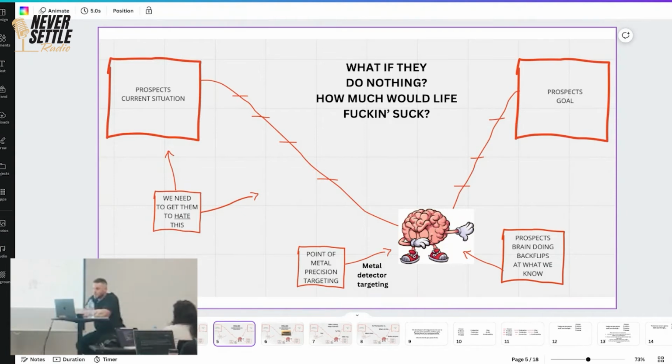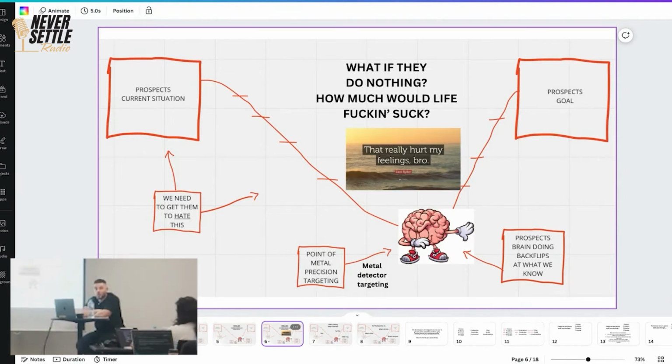It's like, what if they do nothing? How much would life suck? What would they do? What if they do nothing? You can sit there with all that shitty life experience you have right now. You can watch the other agents crush it. That creates urgency in some way, shape, and form, because we want to hurt their feelings, don't we?